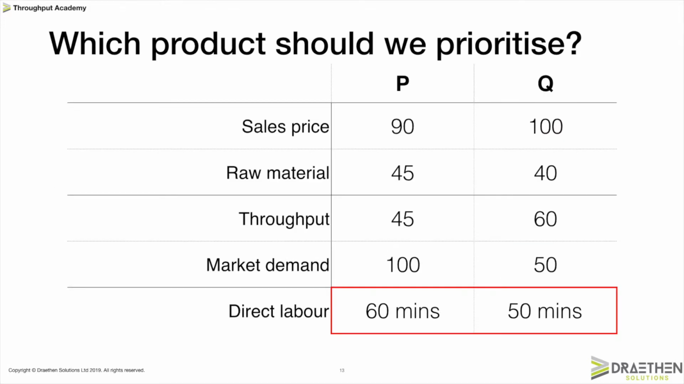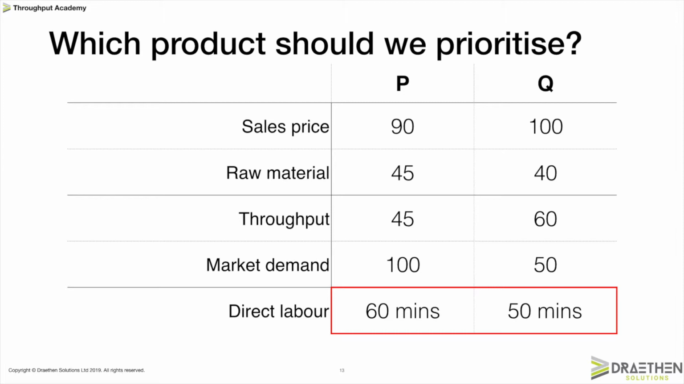Okay, so we've established that the plant cannot satisfy all of the market demand. So the next question we need to answer is which products we will prioritise production of. Let's look again at the data. The selling price of product P is £90 per unit and £100 for product Q. So on that basis, it would be perfectly rational to prioritise production of product Q. But that's not the whole story.